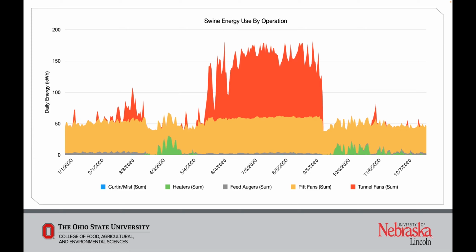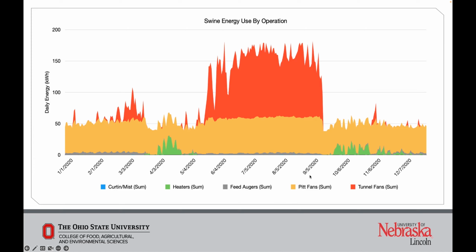Again, we have this color coded by operation, and you can see that we have a lot of ventilation loads, as we would expect on this site. The yellow color here is representing our pit fans. The red is representing our tunnel fans, and then of course feed augers and heaters as well. You can see the heaters kind of kick on and off a little bit in the shoulder months.